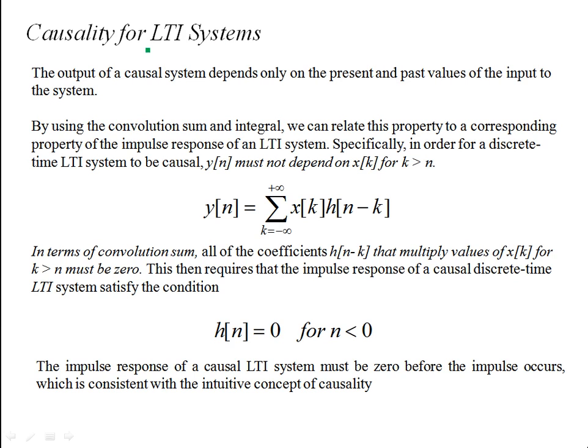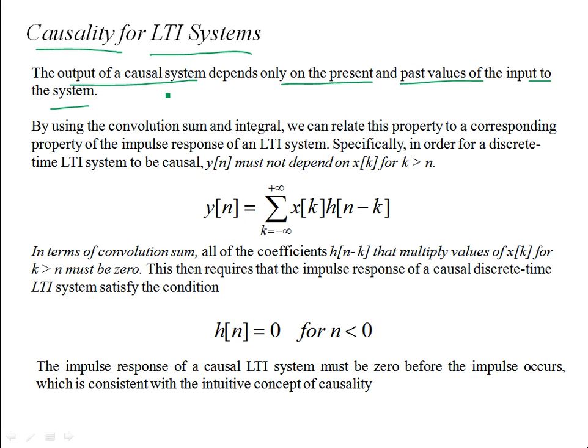Properties of LTI systems in terms of its impulse response h of n. So how to interpret, for example, causality: you recall that for a causal system, the output of such a system depends only on the present and the past values of the input to the system. This implies that the system cannot anticipate the future.